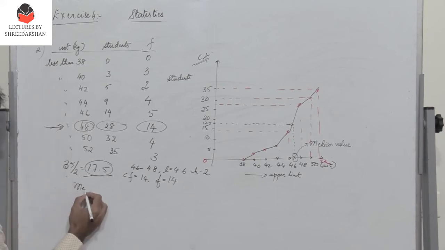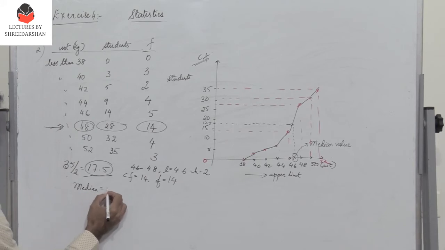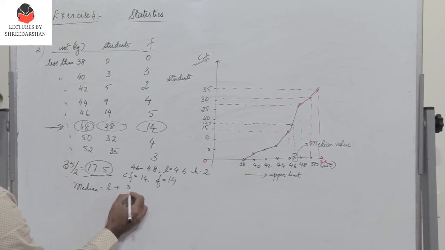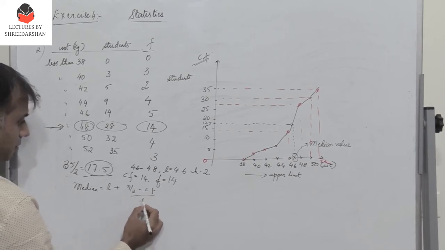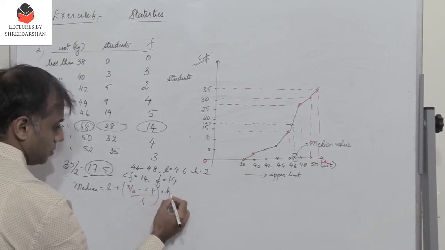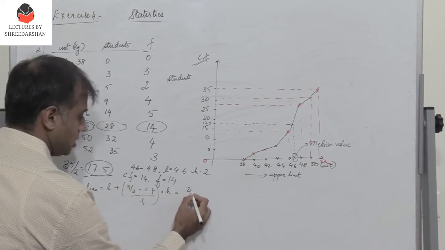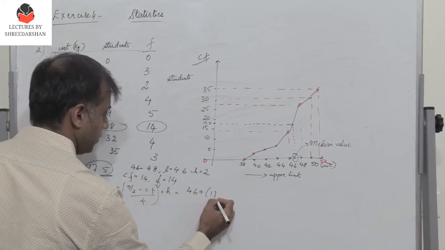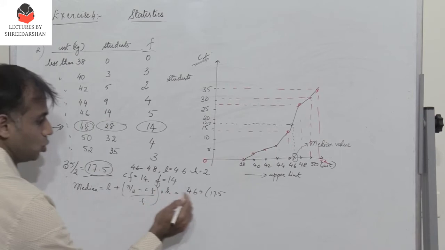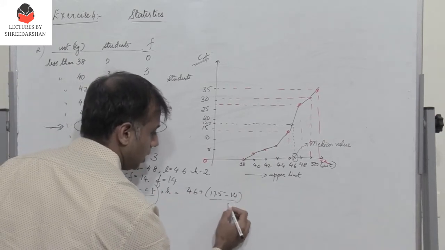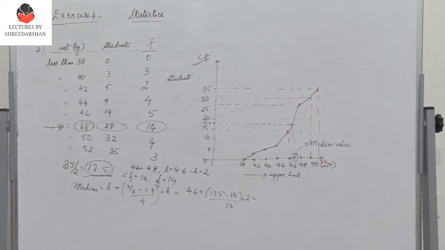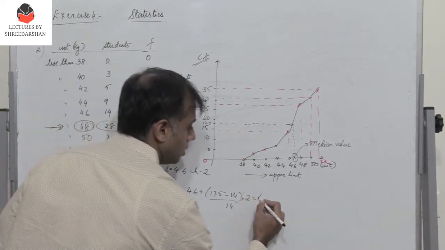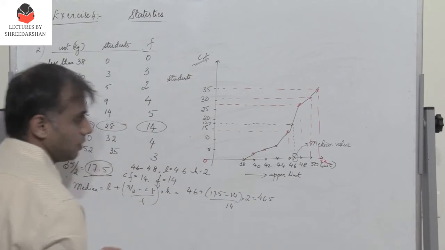So I hope you remember the expression. The expression for median is nothing but L plus n by 2 minus CF by F into H. So I have L, which is 46, plus 17.5, which is n by 2, minus 14 divided by 14 into 2. So when we do the calculations, we get the value as 46.5. So 46.5 is the median value.